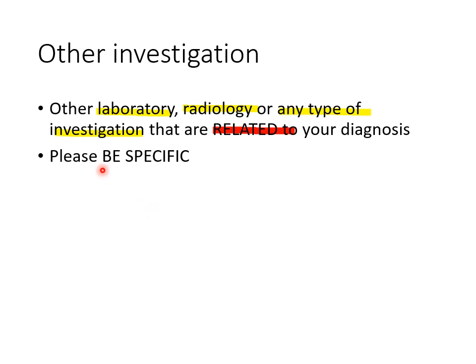And what you need to do is to be specific. This is the most important thing. Be specific regarding your investigation, what type of investigation you need to do. For example, if you think this patient needs a full blood count, you just state full blood count. You do not write blood test, because there are tons of blood tests available to be done. That test should again be related to your diagnosis. So if you need to do full blood count, just state full blood count. Do not say blood test.